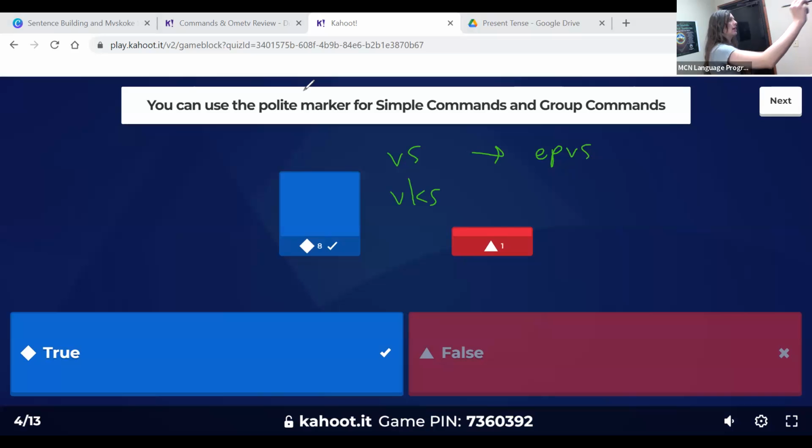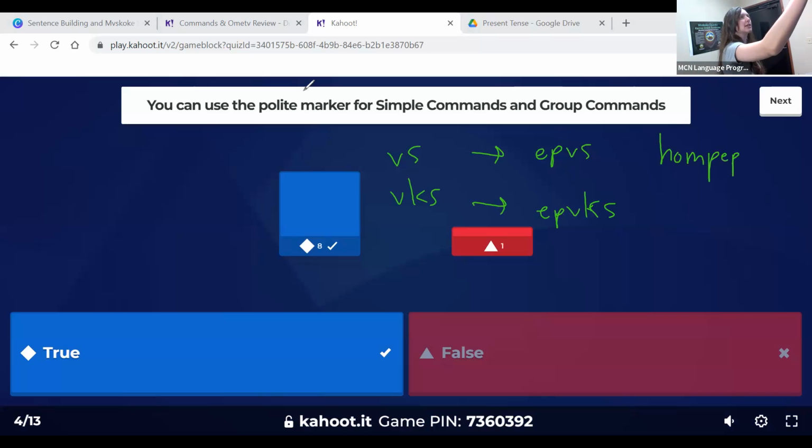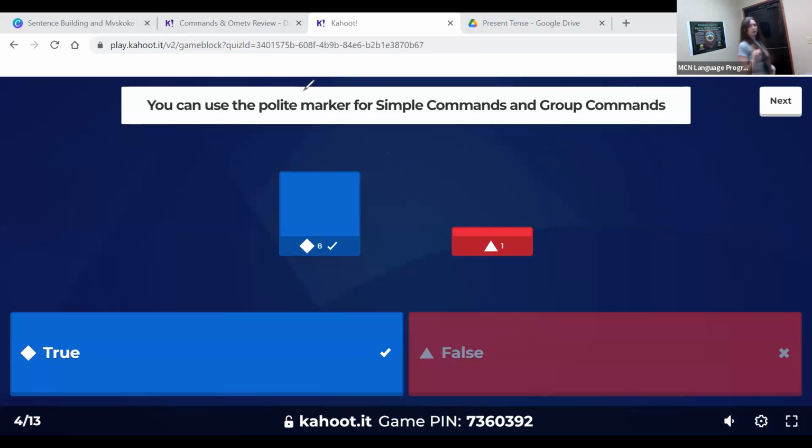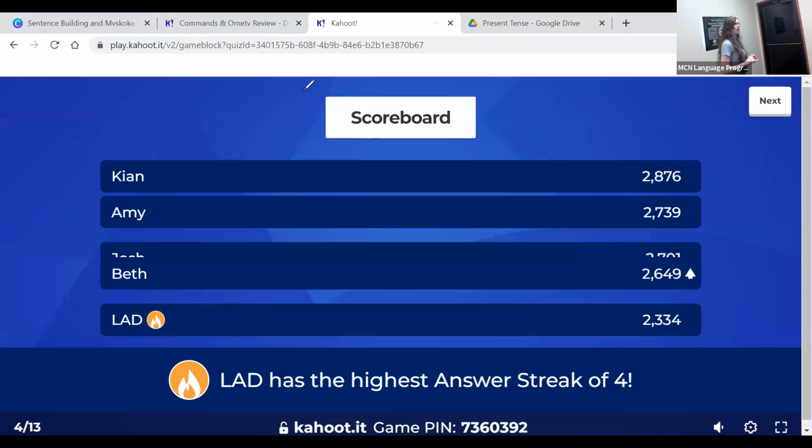ebus and ebux. The Ks always look weird on this thing. So home bebus, please eat, and home bebux, please eat, everyone. So you can add the polite marker for both of those. Yes. There is one you cannot add it to, but I don't remember if that's a question. So if it's a question, I'm not going to give the answer. But if you want to know later and you don't remember, you can go over that too.